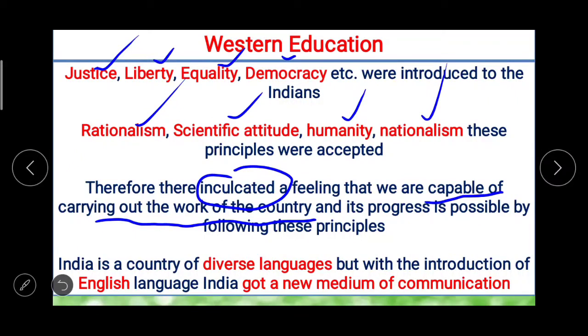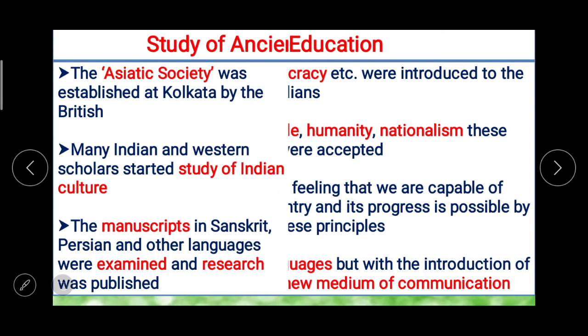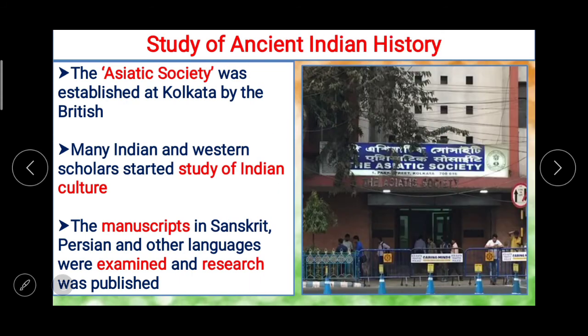India is a country of diverse languages. As we know, a number of languages are there, and because of that our culture is different in the different parts of the country. But with the introduction of the English language, India got a new medium of communication. In this, the study of ancient Indian history also played an important role. The Asiatic Society was established at Bengal by the British.